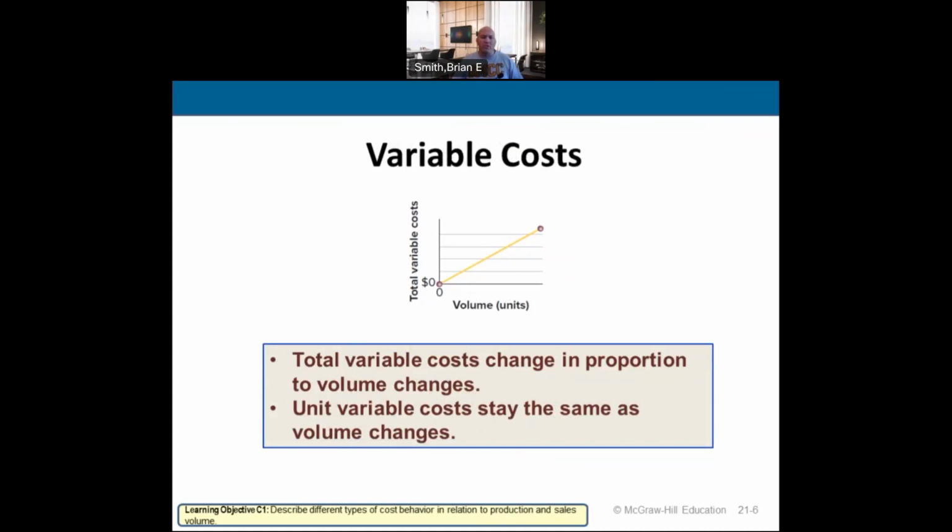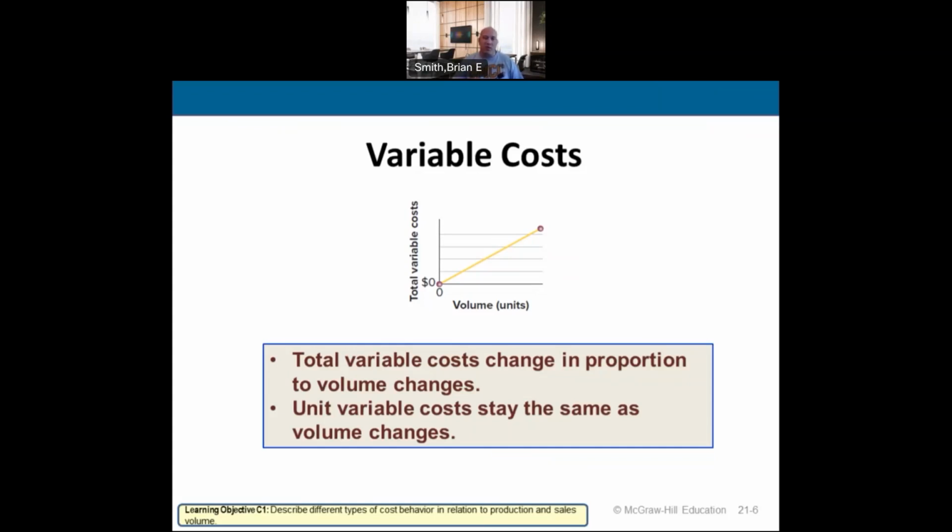Total variable costs are going to increase over time as you increase in volume. But the per unit cost, if it costs $1 to produce a unit, it's still going to cost $1 per unit, whether you build 1 unit or 100,000 units. That's what that's saying, and that's what the second bullet is saying: total variable cost changes in proportion.